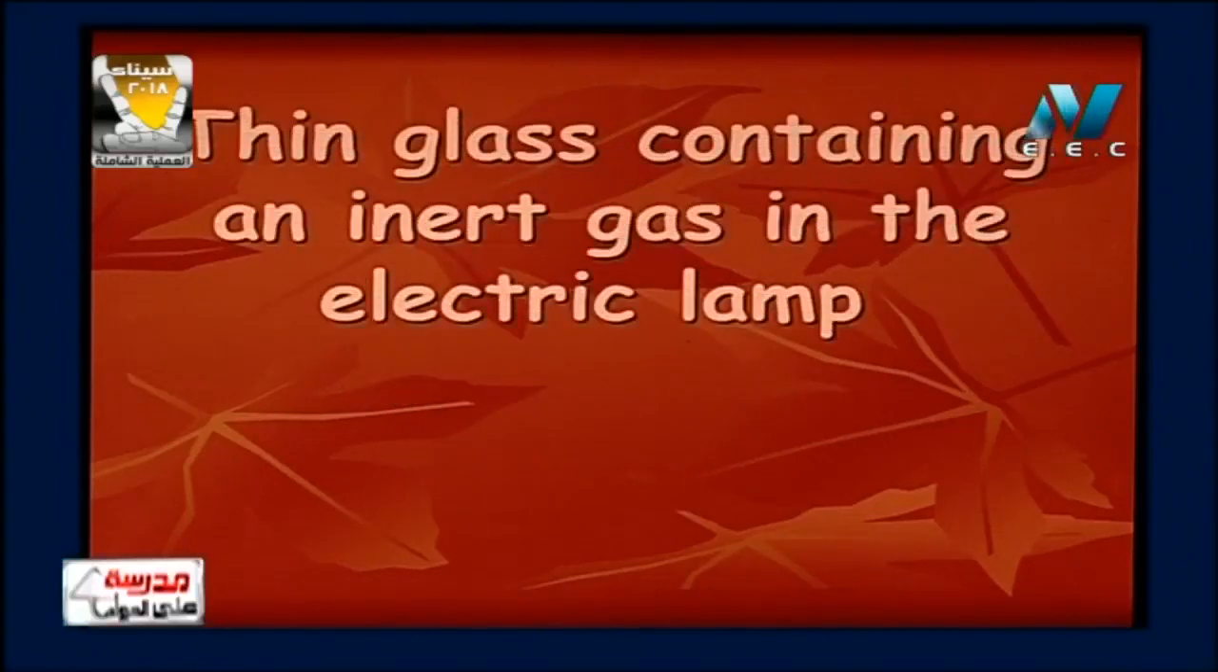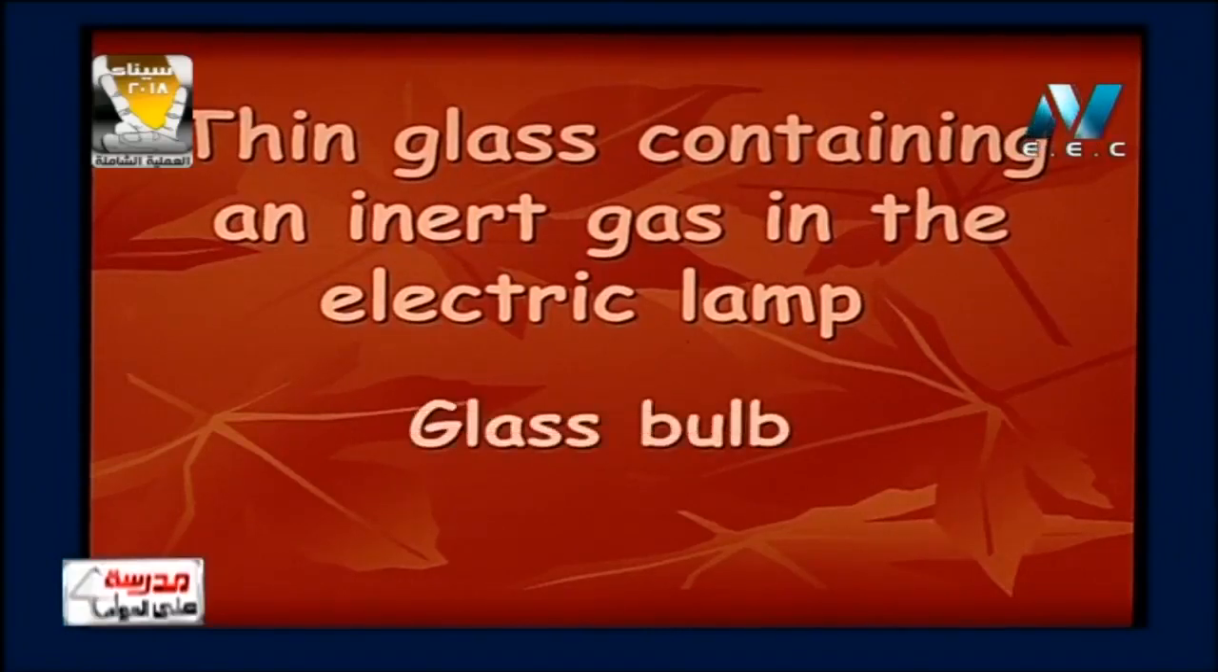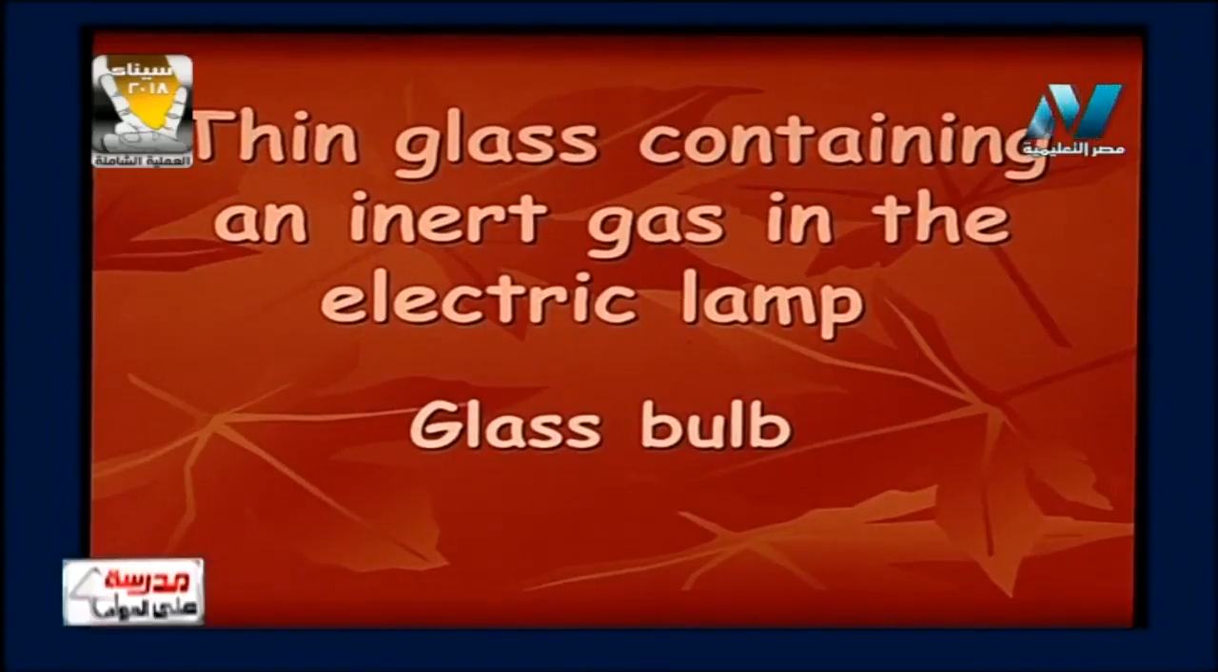Another question. Thin glass containing an inert gas in the electric lamp. يعني زجاج رقيق بيحتوي على غاز خامل في المصباح الكهربي. أكيد هو ده glass bulb أو الانتفاخ الزجاجي. الجلاس بالب مهم جدا عشان بيعمل preventing air from reaching the filament. بيمنع الهواء إنه يوصل للفيلامنت أو الفتيلة. It will be the glass bulb.